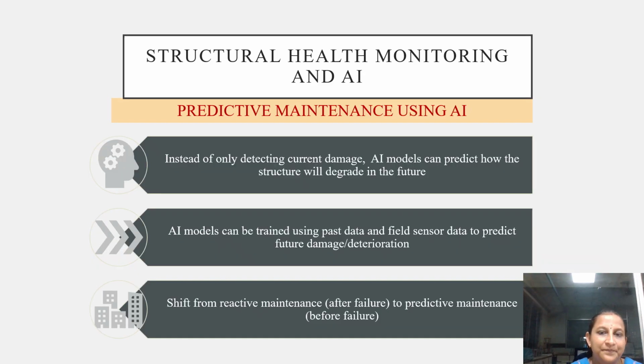Next, we'll see how structural health monitoring can be done as predictive maintenance using AI techniques. Instead of only detecting current damage, AI models can also predict degradation in the future. The models trained using past data and field sensor data will predict future damage or deterioration. And instead of doing maintenance or repair work after failure, we will be able to do predictive maintenance before the occurrence of failure in the structure.